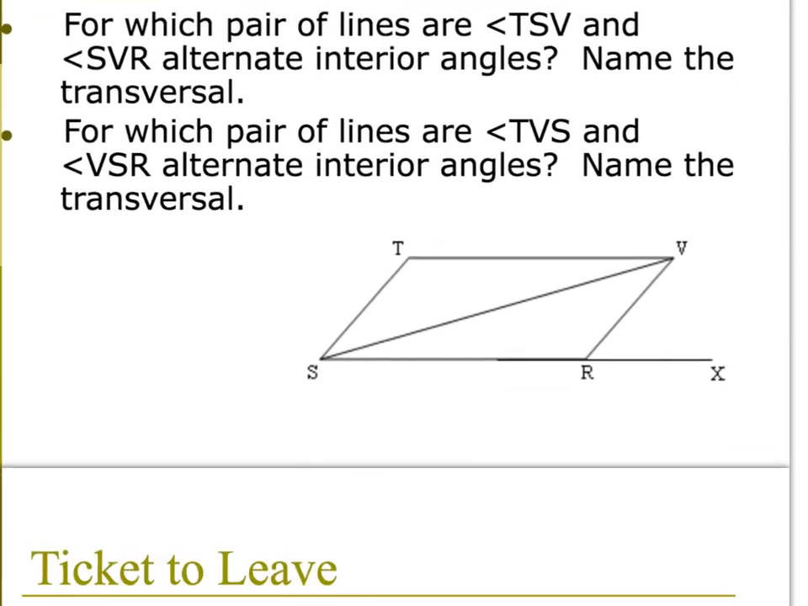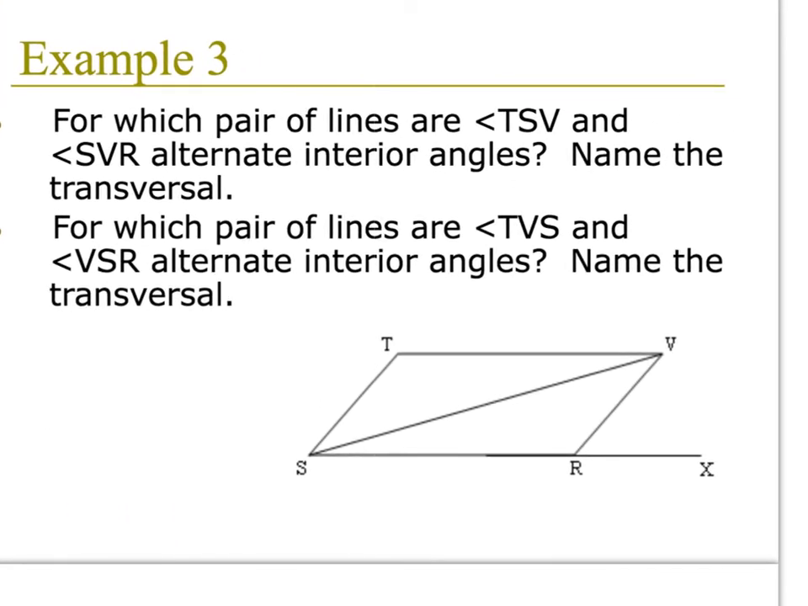I think the last one we'll do. Yeah, we'll do this as our last one. It says, for which pair of lines are angle TSV and SVR alternate interior angles? Name the transversal. This is a great exercise to start seeing things from different perspectives.